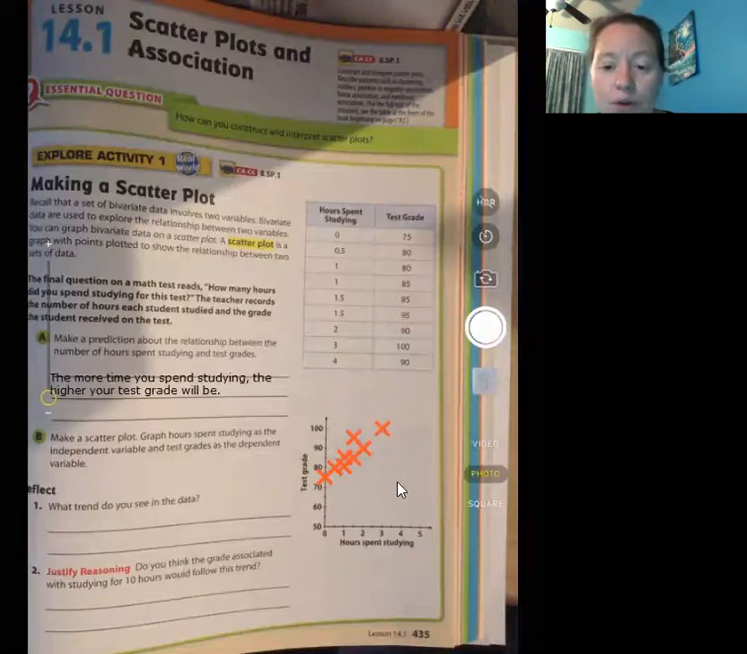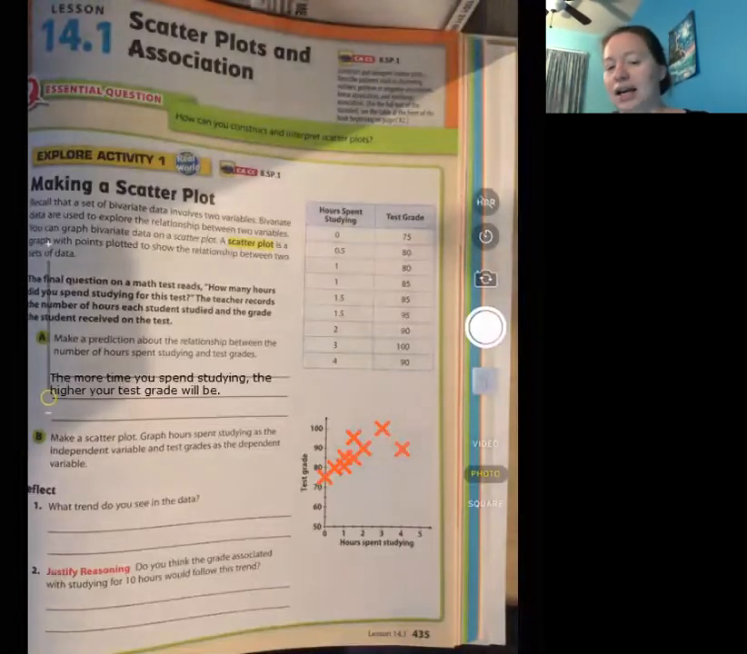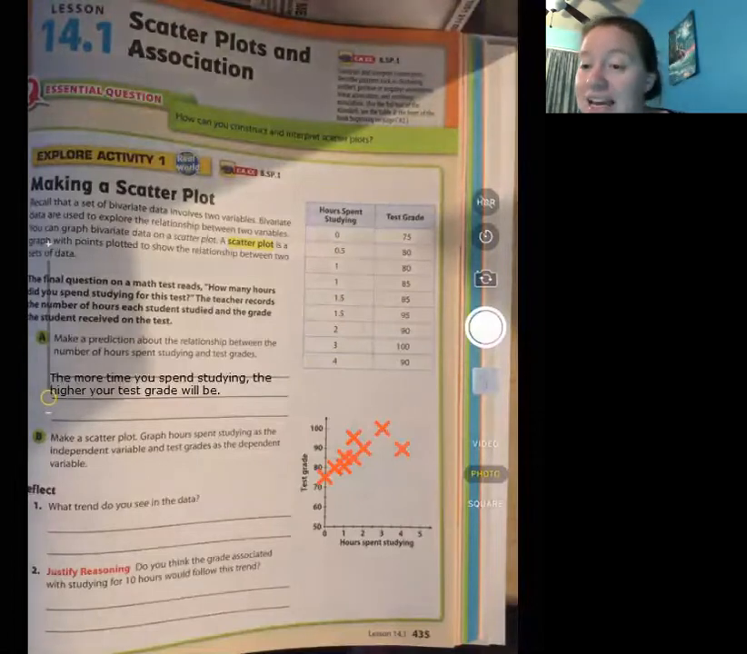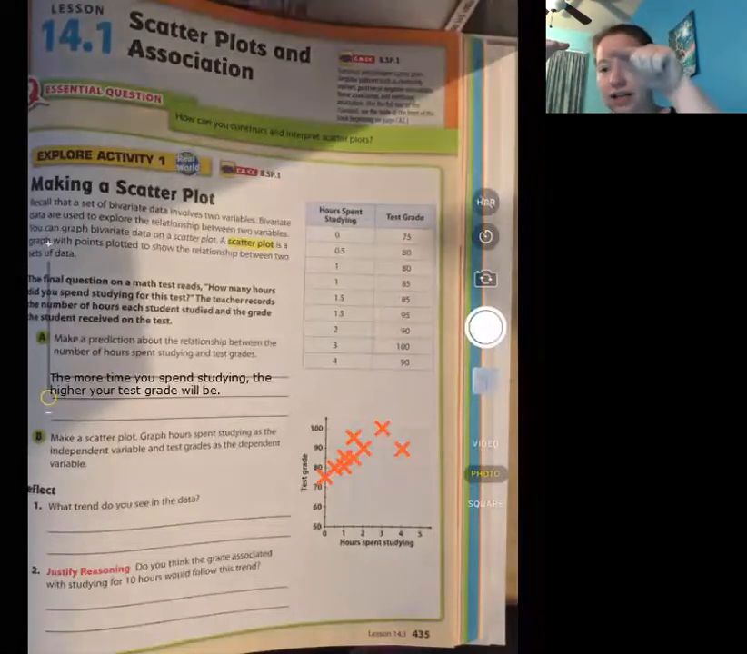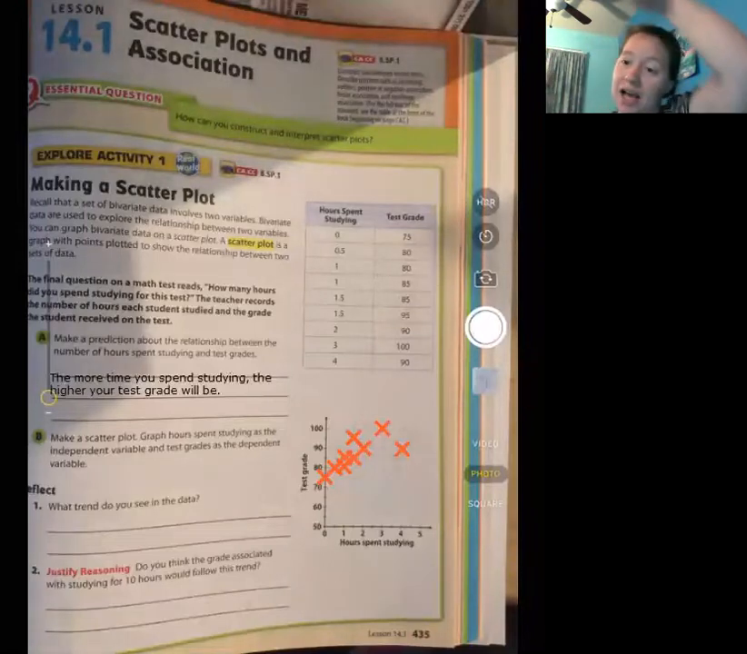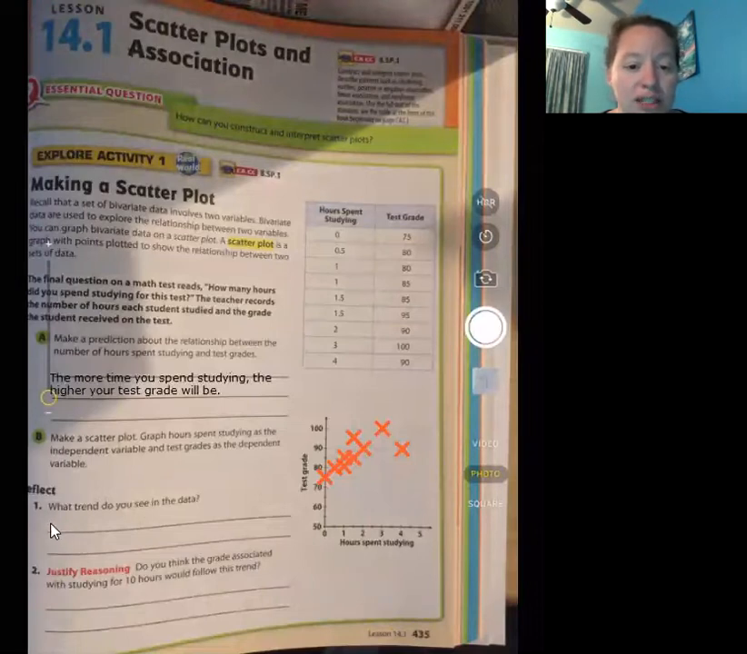Fifth person, 4 hours, 90. So we go up to the 90. Okay. I know it's harder to tell with my X's, but the hours spent studying is along the bottom, so I just found that number, and then the test grade is along the side, so I went over and then up. Okay? What trend do you see in this data?